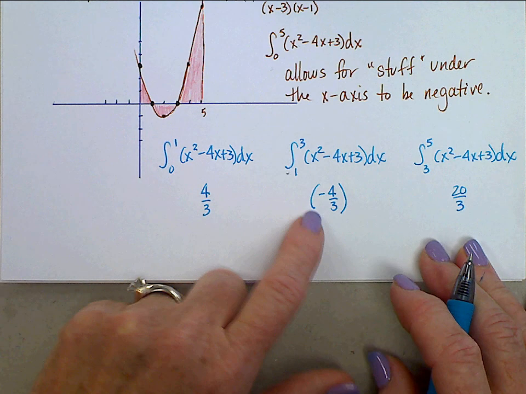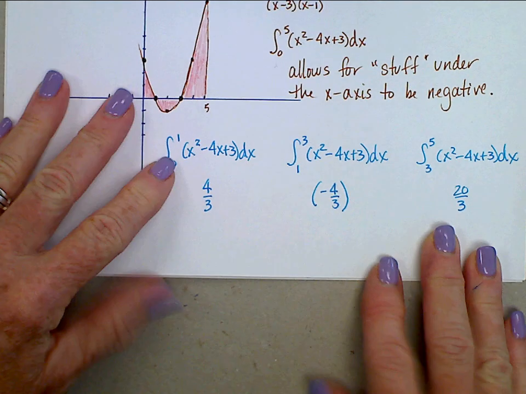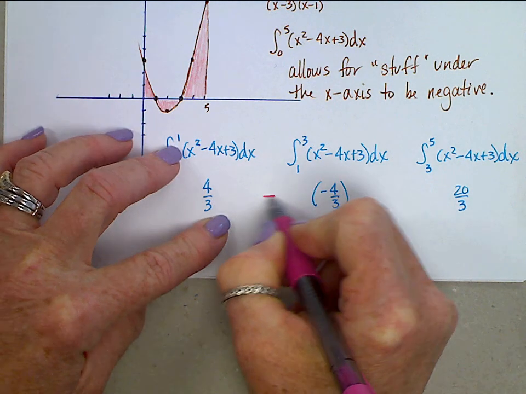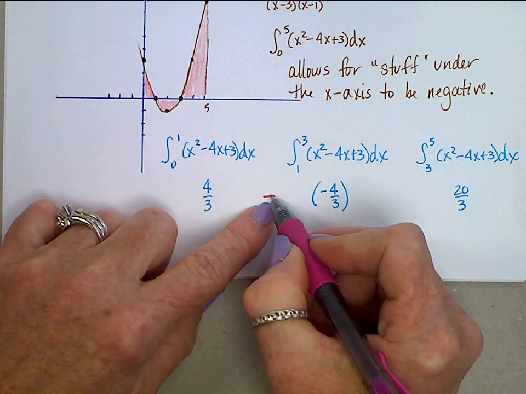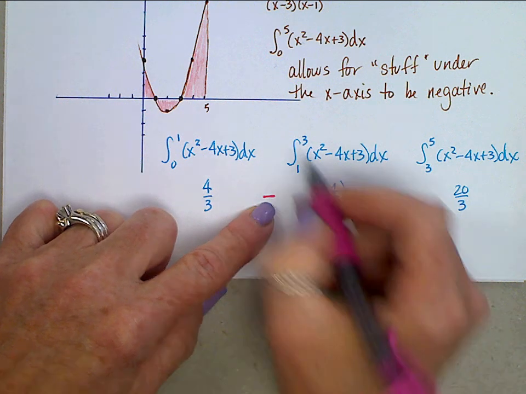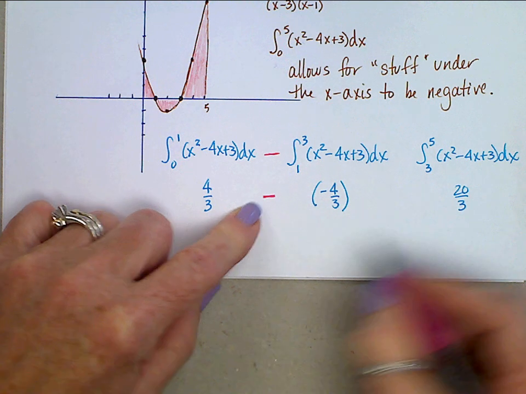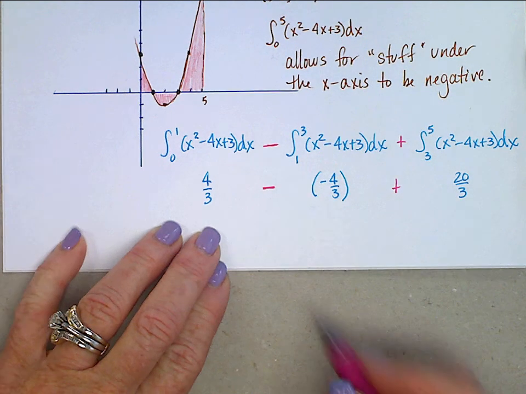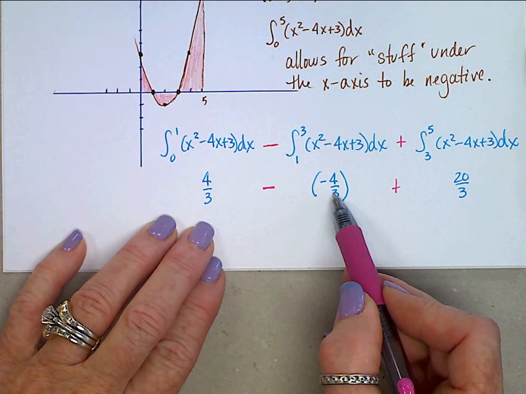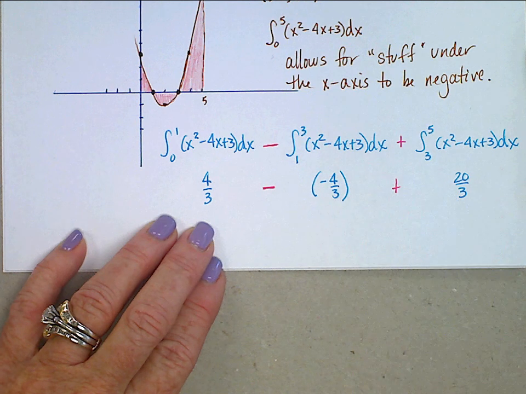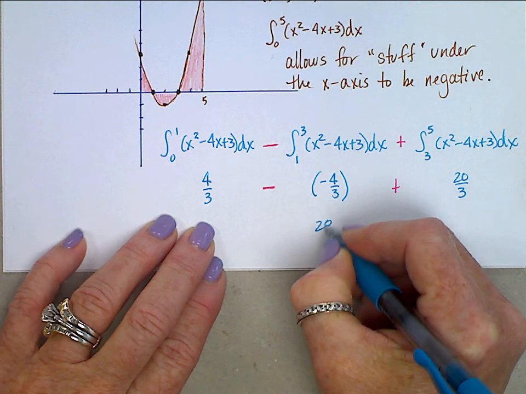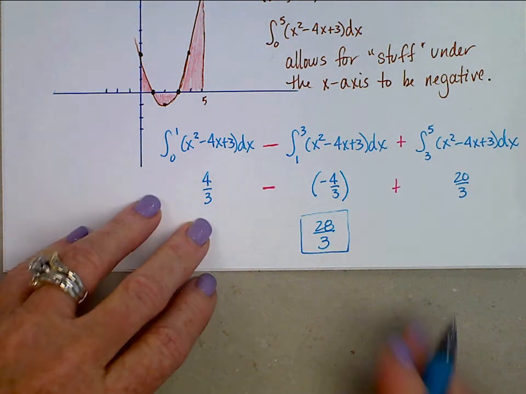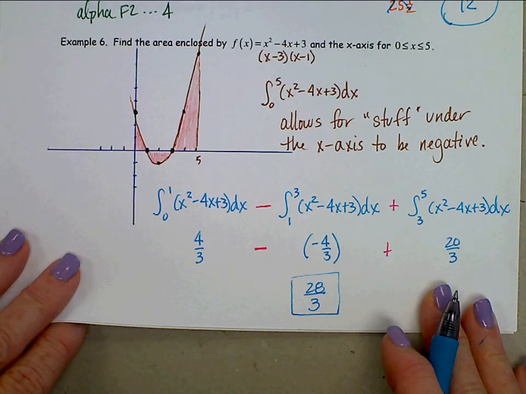And we have this negative piece here. Well, we don't want that negative piece. We want everything to be positive, so we're going to have to subtract that negative value, because subtracting a negative value will turn it positive. So this should be minus up here. And then we're going to add on that other positive area. 4/3 minus a -4/3, that's 8/3, plus 20/3 is 28/3. There's the total area enclosed by that function and the x-axis.